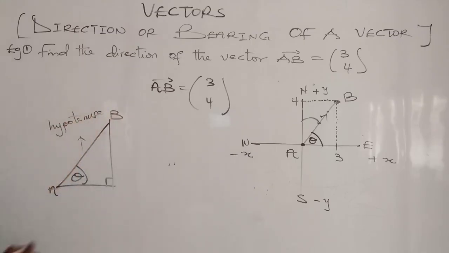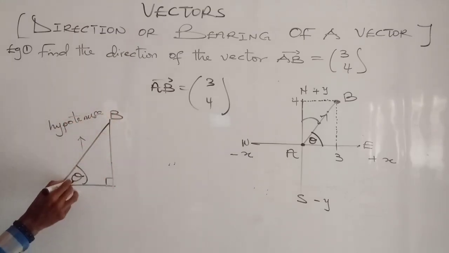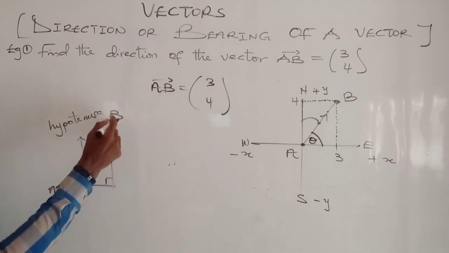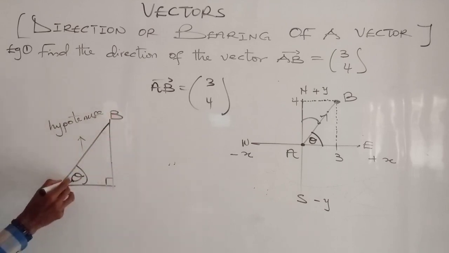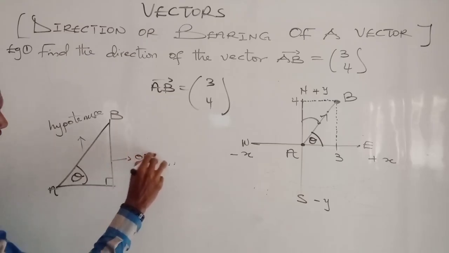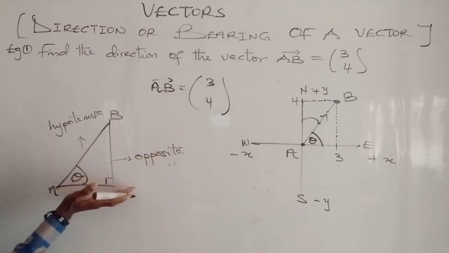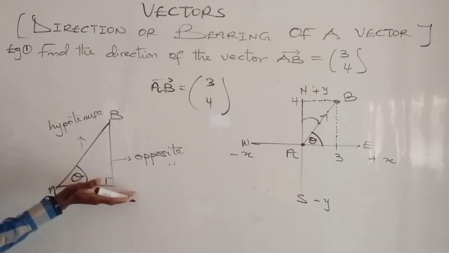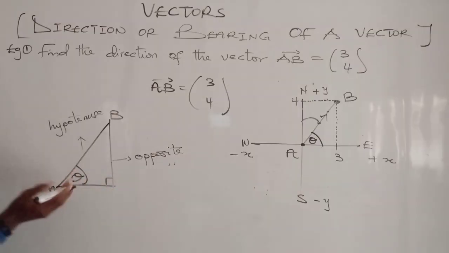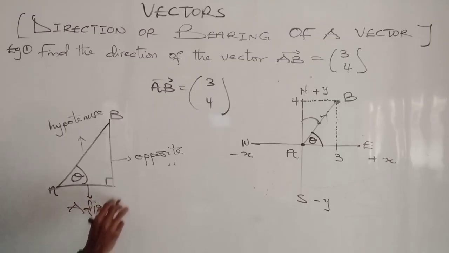Okay, then the side of the triangle which is opposite to the angle theta here. You can see that this side of the triangle is opposite to this angle theta. We call it the opposite. Then the last side, which forms the base of the triangle, we call the adjacent.